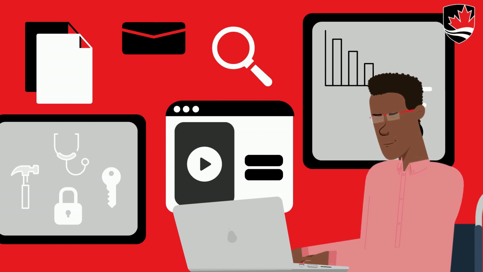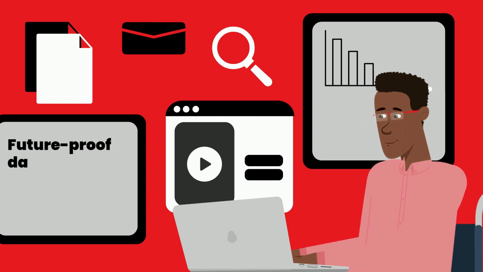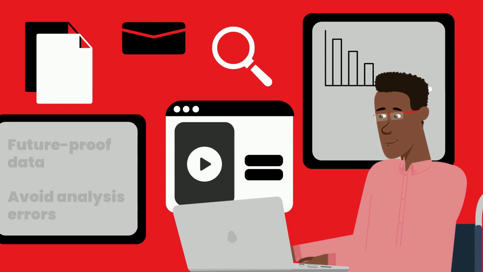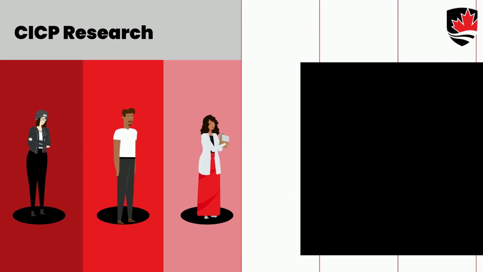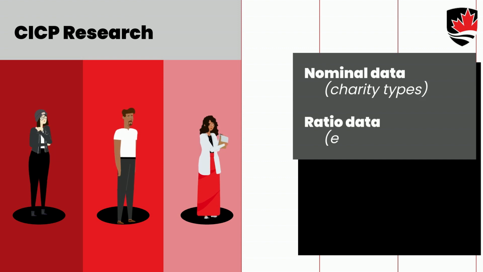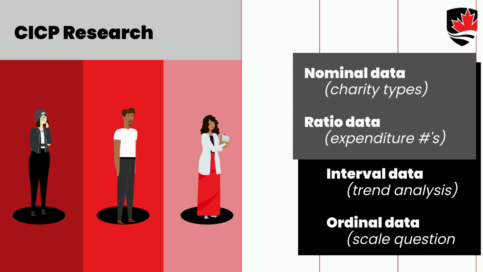Knowing how we categorize and measure variables is crucial for consistency. It helps organizations future-proof their data and avoid errors in analysis. For example, at the CICP, we collect data on people's views about the charitable sector. We use data from the Canadian Revenue Agency, which includes nominal data, charity types, and ratio data, expenditure and employee numbers. But our project mainly collects interval and ordinal data, like perceptions and preferences.